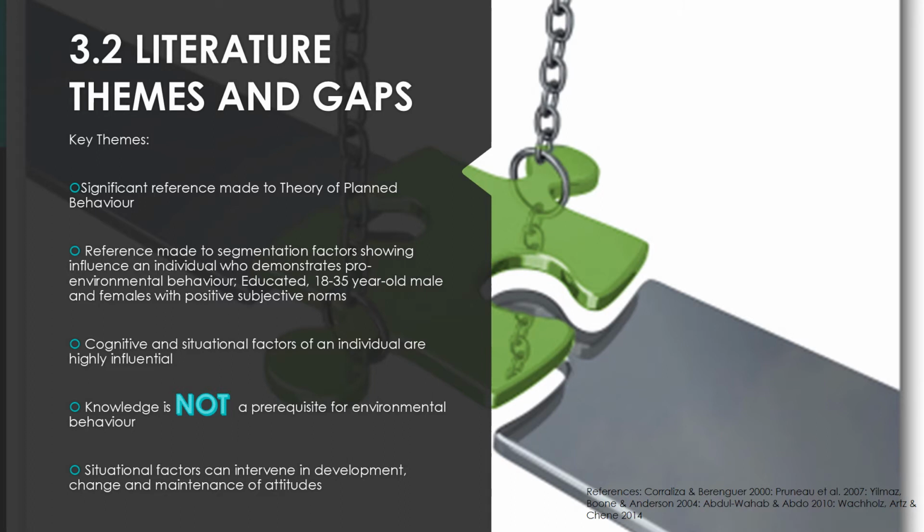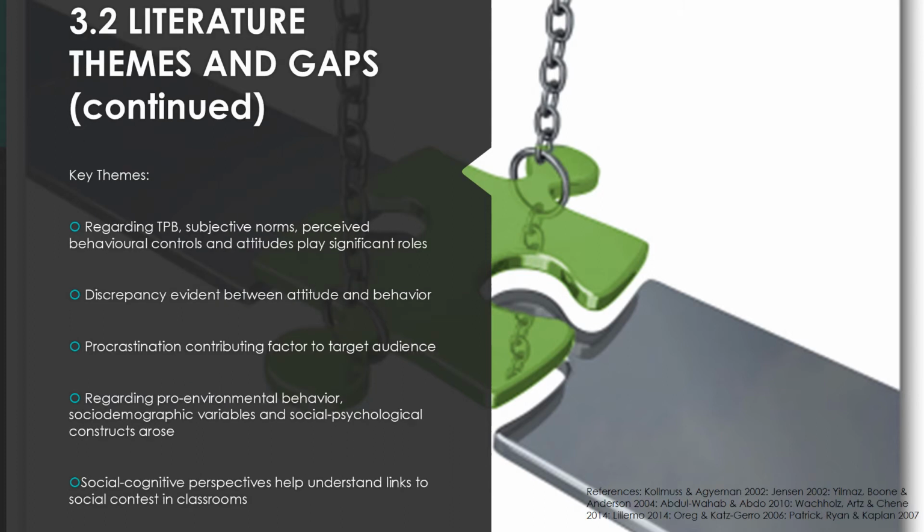Individuals such as parents, peers, and teachers were subjective norms which were found to influence students. However, situational factors were found to intervene in the development, change, and maintenance of attitudes and environmental behaviours. In terms of the theory of planned behaviour, subjective norms, perceived behavioural controls, and attitudes all appeared to play significant roles in each student, with some influences more significant than others.